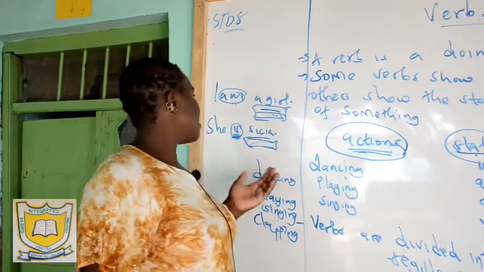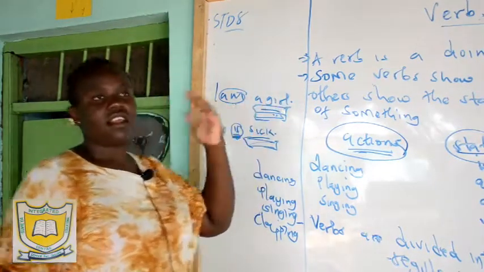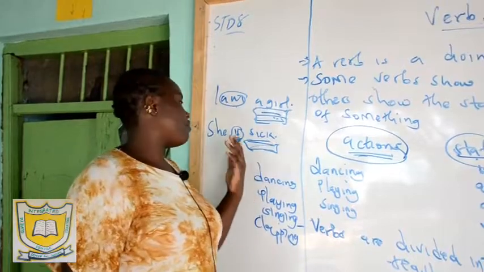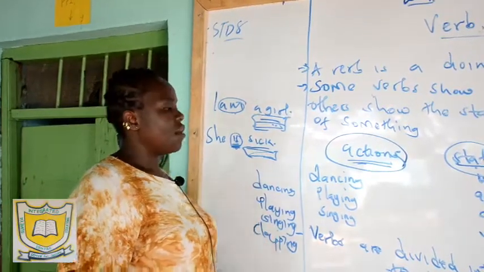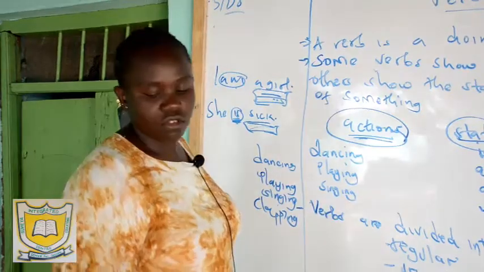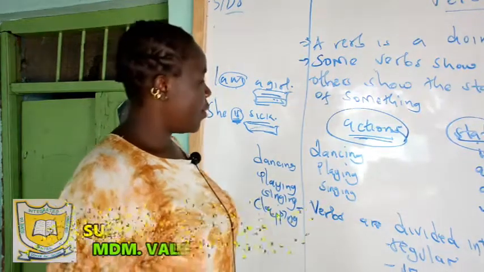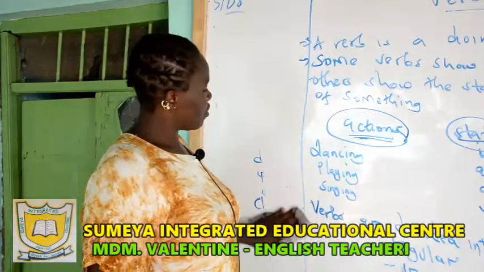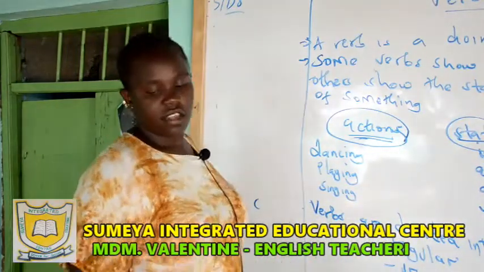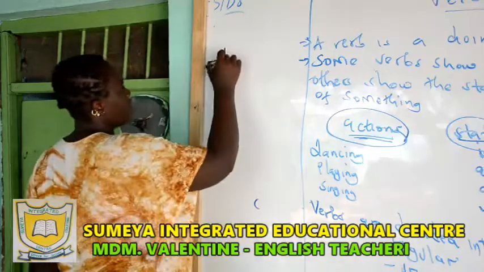So verbs can show actions, or verbs can show the state or condition of something. So the state is someone is a girl, someone is sick. The state of being sick, or the state of being a girl. Now, verbs are divided into two groups. Number one, we have what we call regular verbs, and then we have irregular verbs. So we are going to begin with regular verbs.